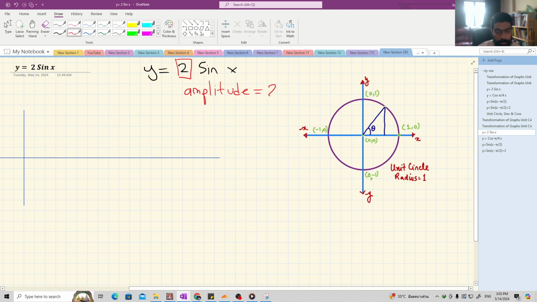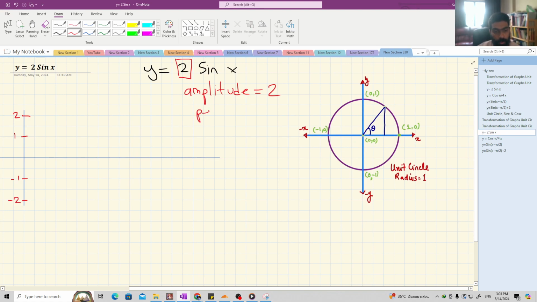So the amplitude is equal to 2. Now, what that states is the maximum value is 2 and the minimum value is -2. So let me put it right here. This is 1 and this is 2. This is -1 and this is -2. All right, so we are done with the amplitude part.